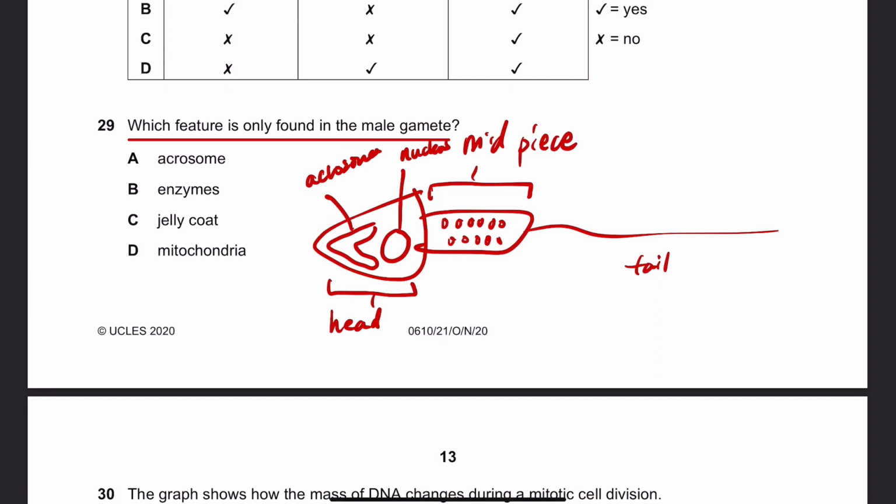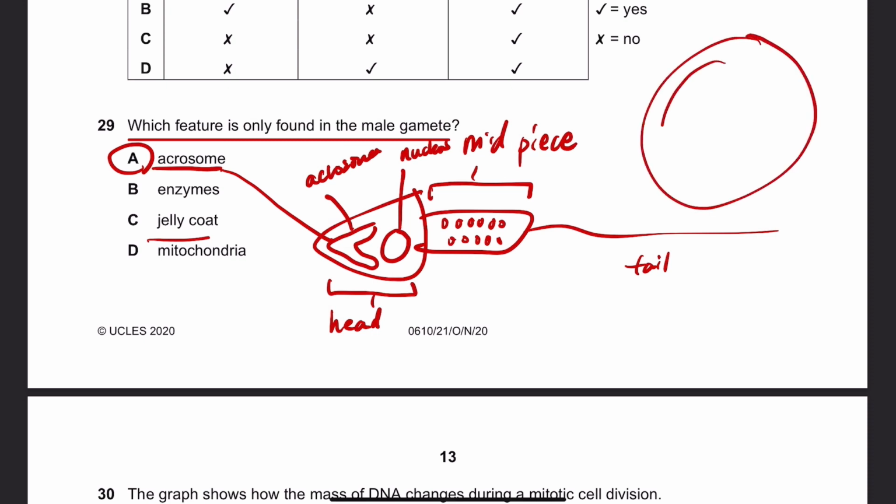So, only found in the male gamete? Looks like the acrosome here. The jelly coat is present in an egg. Enzymes are present in both because they're both cells. Mitochondria are present in both because they're both cells. So A is the right answer for this one.